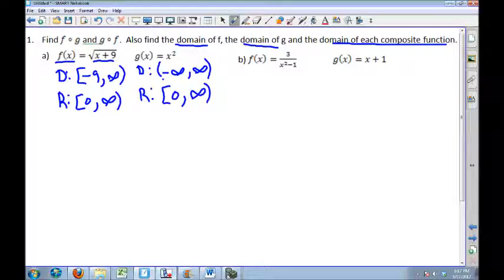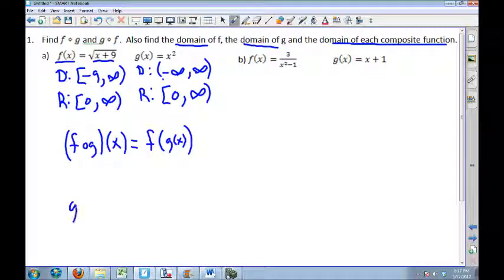Okay, now I'm going to consider the domain of my compositions. F composed with g of x, which is equivalent to f of g of x, and g composed with f of x is equal to g of f of x. Let's look at the first one.